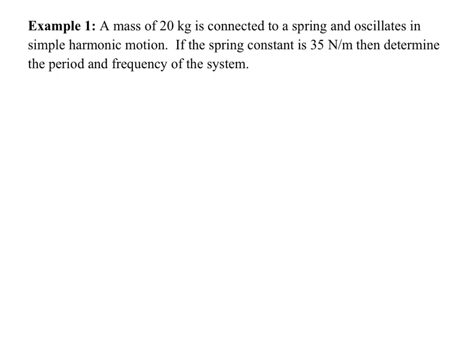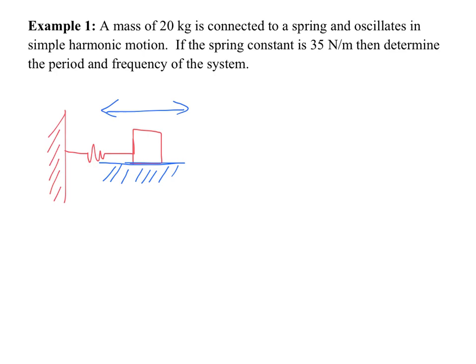Can I get someone to read for us nice and loud, please? Go for it, Jake. A massive 20 kilograms is connected to a spring and oscillates in simple harmonic motion. If the spring constant is 35 newtons per meter, then determine the period and frequency of the motion. So we've got a mass on a surface. It oscillates back and forth in simple harmonic motion. Somebody pulls on the object, lets go, and it just slides back and forth.